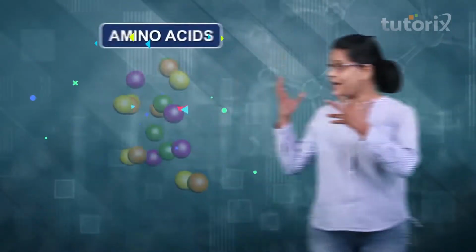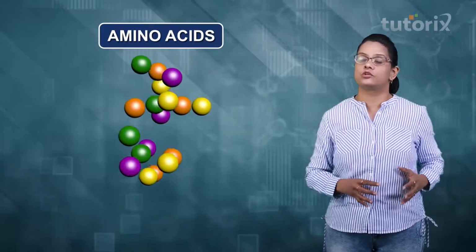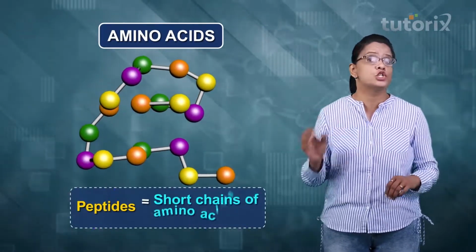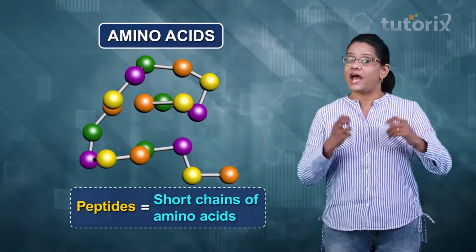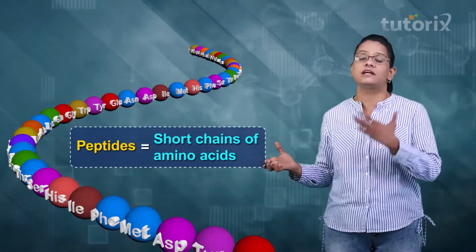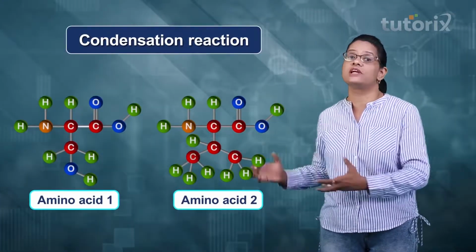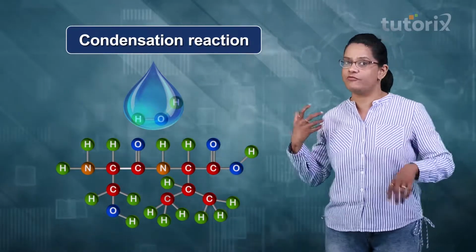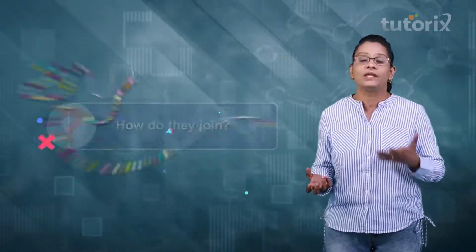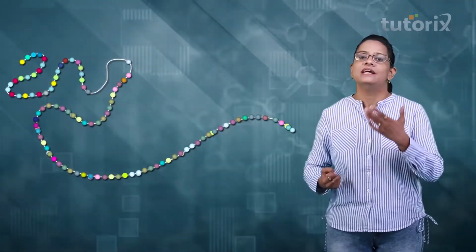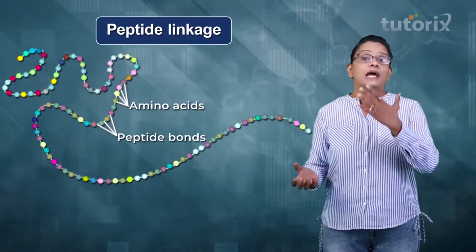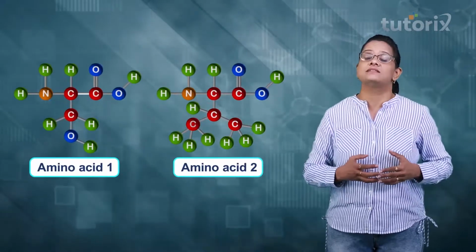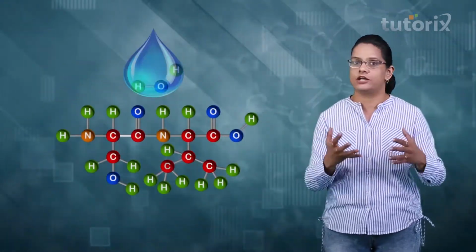So guys, the amino acids condense together to form peptides. And peptides are nothing but short chains of amino acids. So as I said, they condense together. Thus the reaction is a condensation reaction in which a water molecule is removed during the formation of a peptide. And how do they join? Yes, of course, I think you know it. It is by the peptide linkage. And the peptide bonds are actually formed when two amino acids come close to each other and condense together.